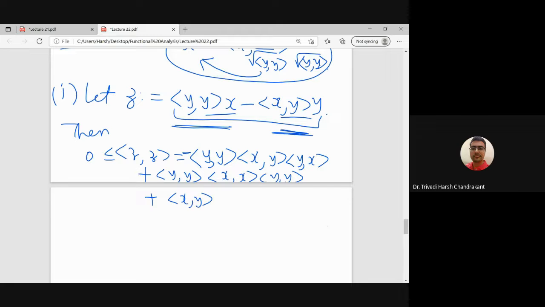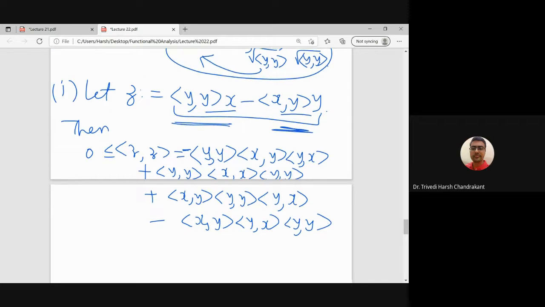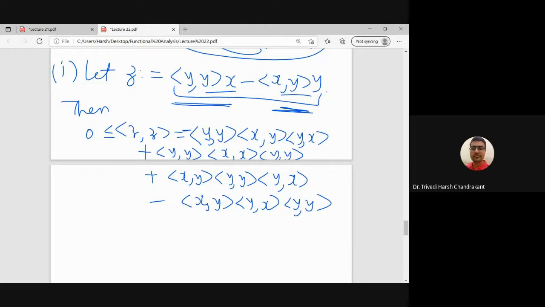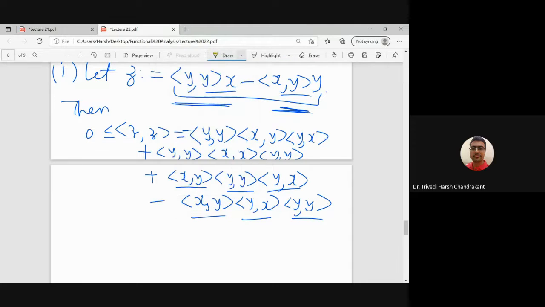So that is xy, yy, yx. We are using that it is conjugate linear in the second variable, and then the second term with the first one, so negative sign, xy, yx, yy. So this is basically inner product z with z, and then we can see that some of the terms will cancel. The last two terms, in fact, we have yx, yx, xy, xy, and yy, yy. These two terms will cancel out.